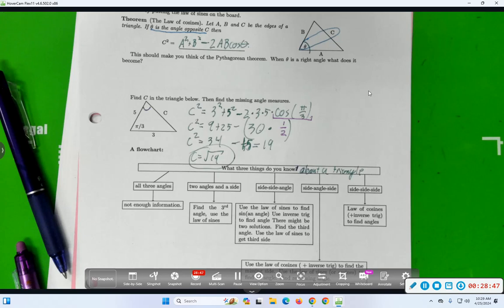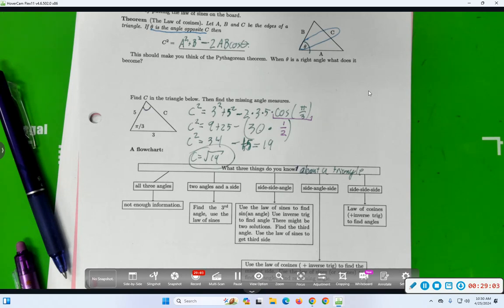If you know 2 angles and a side, well, what do you do? You know the 3 angles add up to 180 degrees, so you can find the missing angle. Now you can use the law of sines to find the missing side lengths. Fair enough? That sounds familiar? We did that last time?